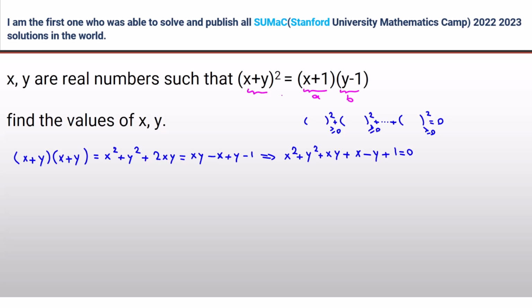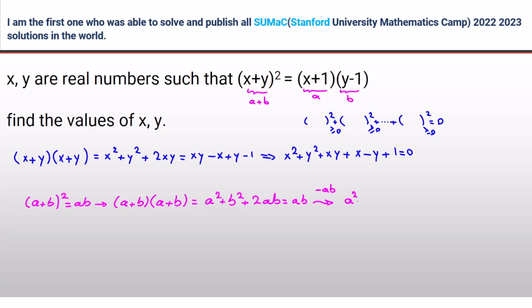So x + y is what in terms of a and b? It's a + b. So here we have (a + b)² is equal to ab. Now if we expand again, (a + b)² is (a + b)(a + b), which is again a² + b² + 2ab, equal to ab. Now we subtract ab from both sides. We have a² + b² + ab equal to 0.